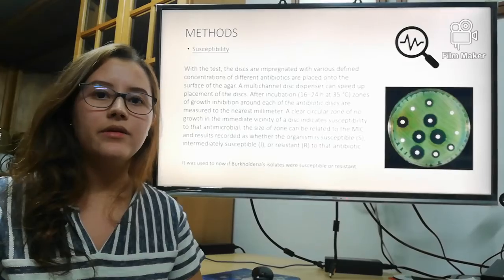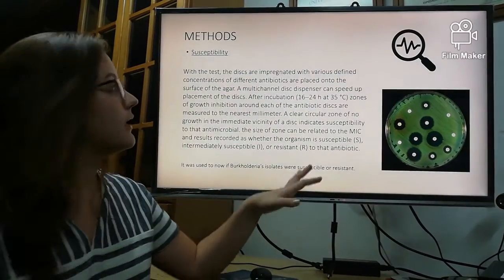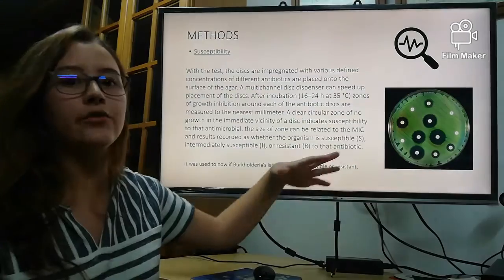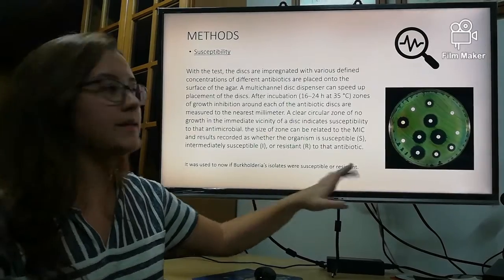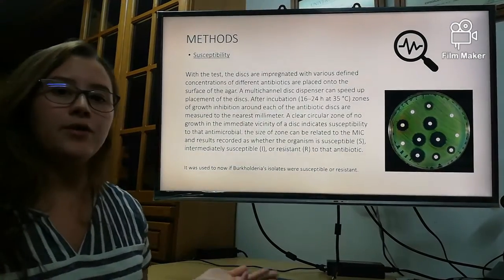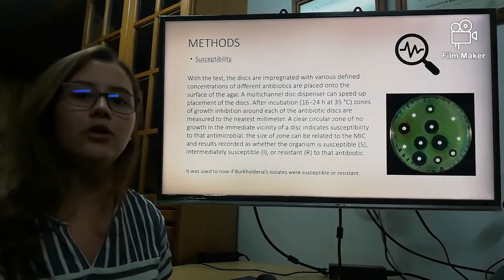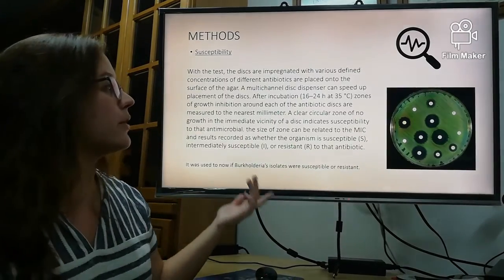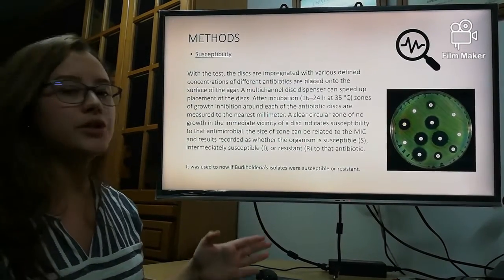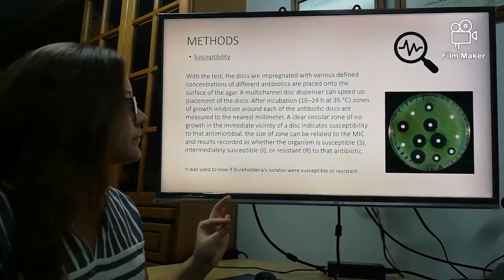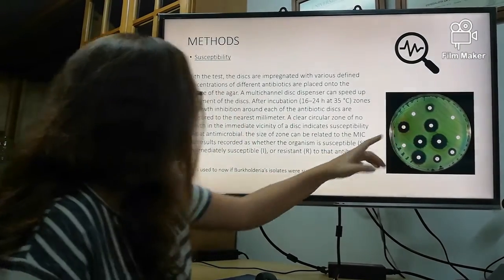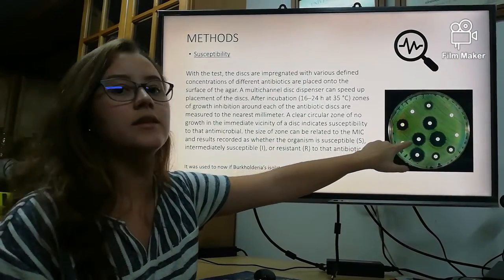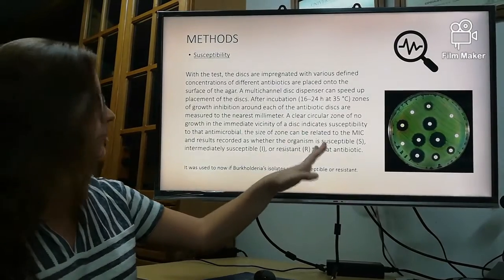The fourth and last method was the susceptibility test. With this test, discs are impregnated with various defined concentrations of different antibiotics and they are placed onto the agar gel. After incubation, which can take from 16 to 24 hours at 35 degrees centigrade, zones of growth inhibition around each of the antibiotic discs are measured to the nearest millimeter. A clear circular zone of no growth in the immediate vicinity of a disc indicates susceptibility to that antimicrobial.